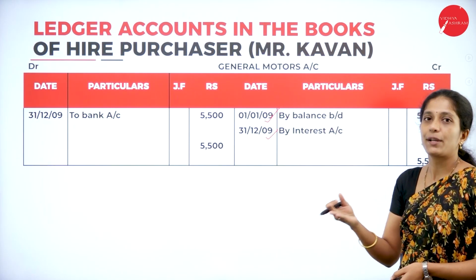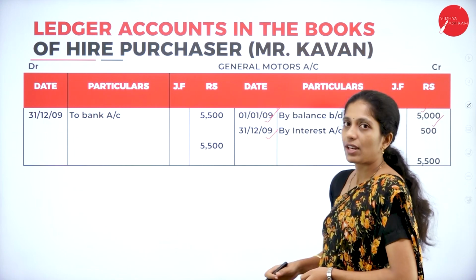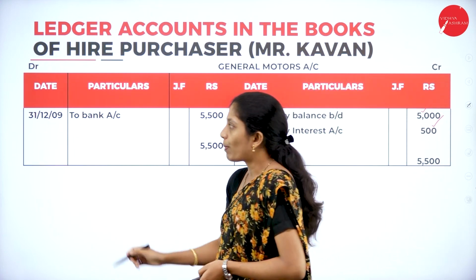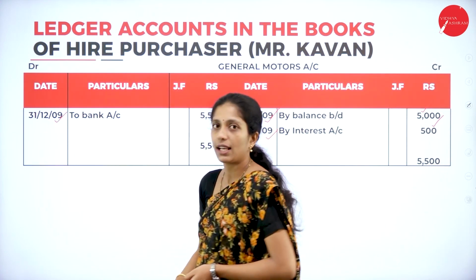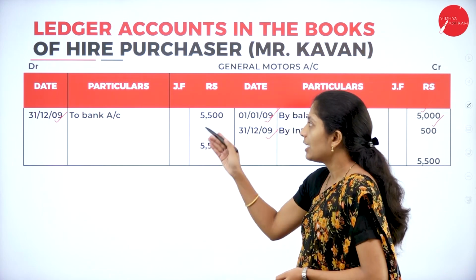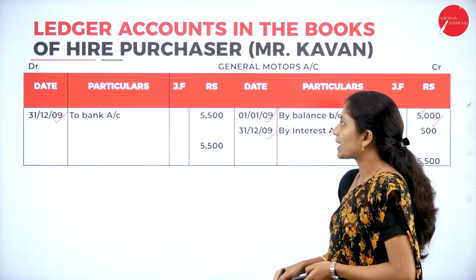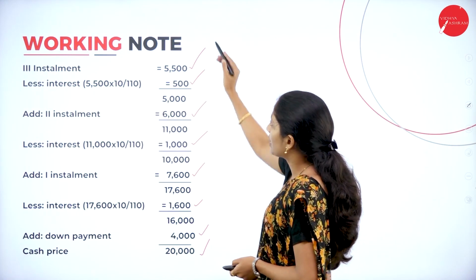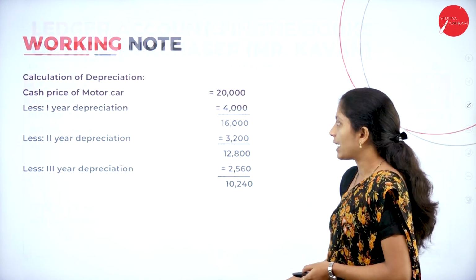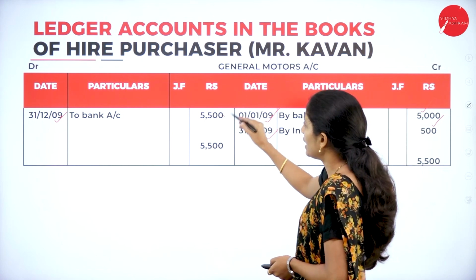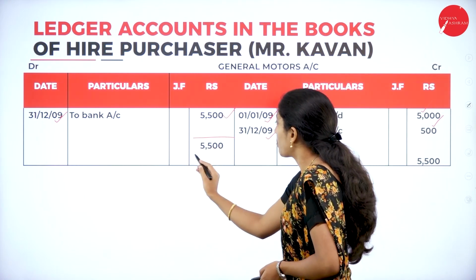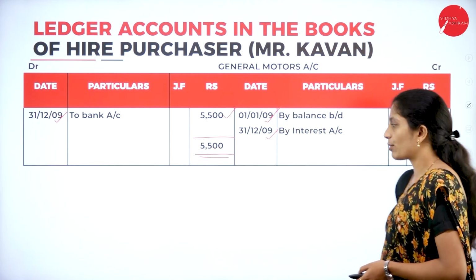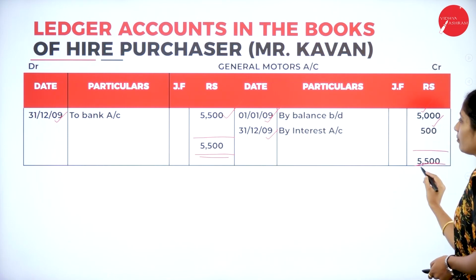Next, installment paid. So what is the entry? Hire seller account debit to bank account, that is at the end of the year, 31/12/09, to bank account. So what is the installment paid in the third year? They have given it in the question itself, 5,500. So make the payment. Now add both your debit side and credit side, it is 5,500.